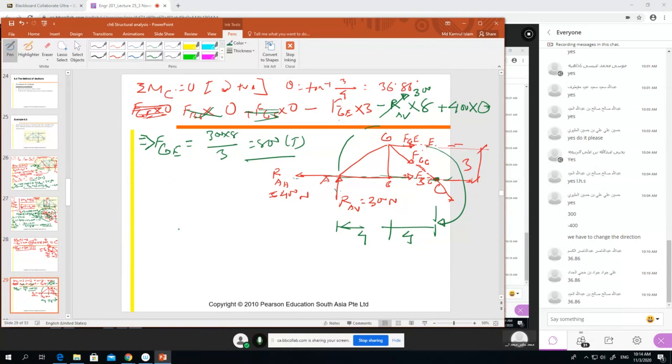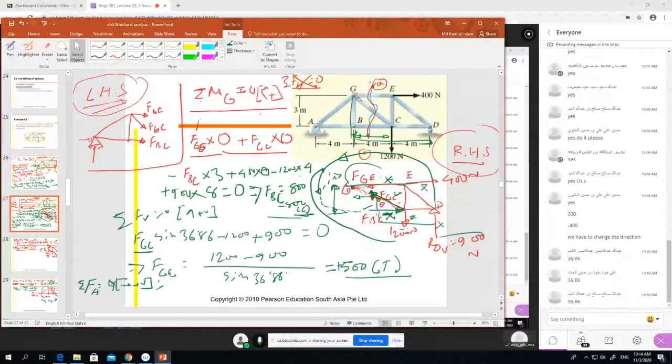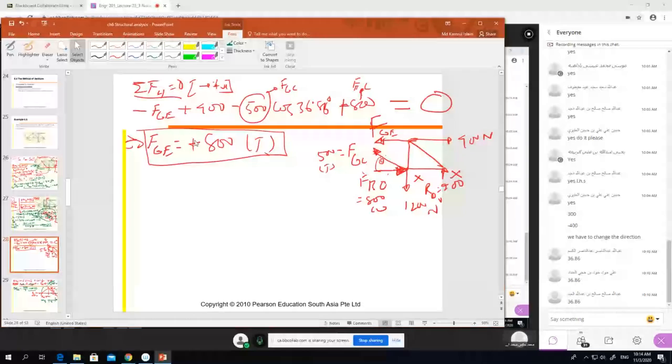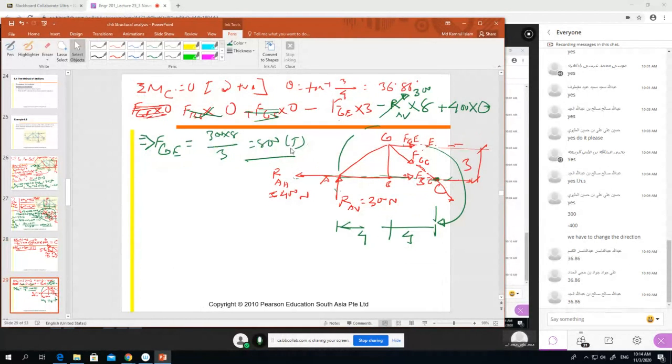Double check, is it correct or not? Double check please. Now, the FGE value, how much did we get? FGE 800. Now we also got FGE 800 here, right? So the same result, as I told you, the result will be the same.